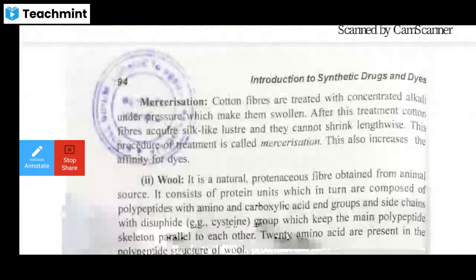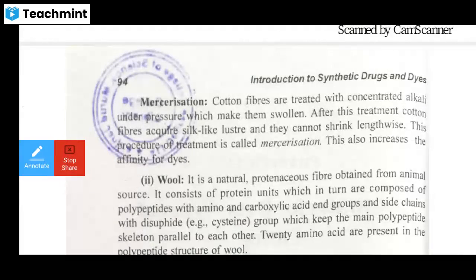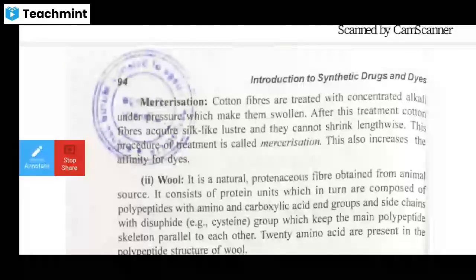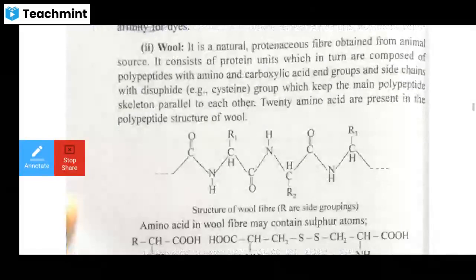So a big disadvantage of cotton is that there are chances of shrinking. That chance of shrinking is reduced by the process of mercerization, in which the fibers are treated with concentrated alkali under pressure, and because of this the limitation is also overcome, and the luster increases, and they cannot shrink lengthwise. So this treatment procedure is called mercerization, and it also increases the affinity for dyes.